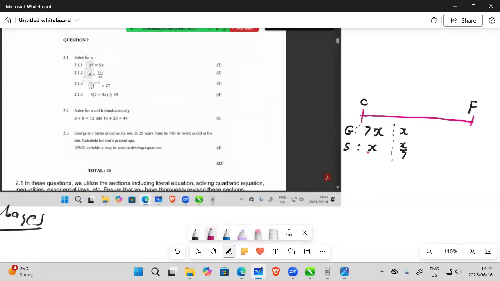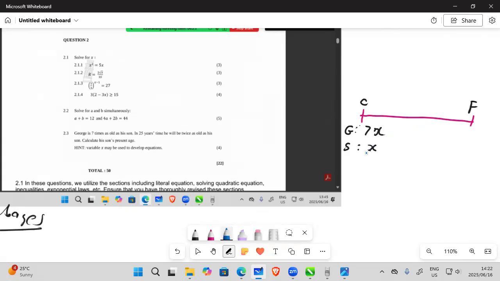And let me say that again. If his son is x, then George will be 7x. If George is x, then his son will be x divided by 7. It'll be a 7th of his age. Think about it, if George was 2 times as old as his son, then his son will be half George's age. Same thing we're doing here. But now we're not going to work with fractions, so that's why we keep it like this.